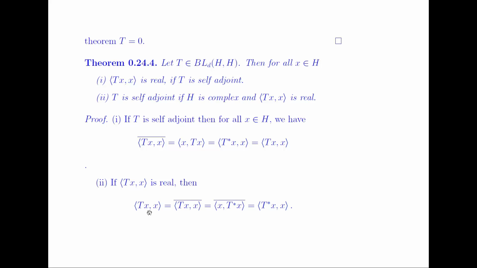So we have the inner product of Tx comma x is equal to the conjugate of this, because this is real. Which is equal to the inner product of x comma T star x. And using the property of the inner product, since we have taken the conjugate, this is equal to the inner product of T star x comma x, and we found that here T is equal to T star. So T is self-adjoint.